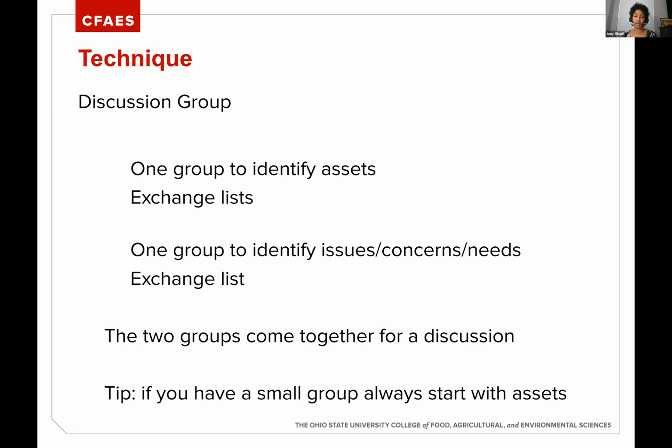And a tip for you, if you have a small group, always start with assets. And I'll tell you why. It's a little bit difficult for people to change their mindset of thinking of problems and issues and concerns. So if you have the same group and it's a small group, you only have 10 people, you can't split them into two groups, start with assets. Because if you start with needs and problems, the mindset will be difficult to change to that positive mindset. So start with the positive, then move on to the problems and concerns and issues.